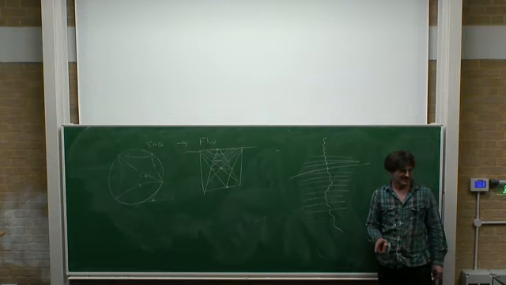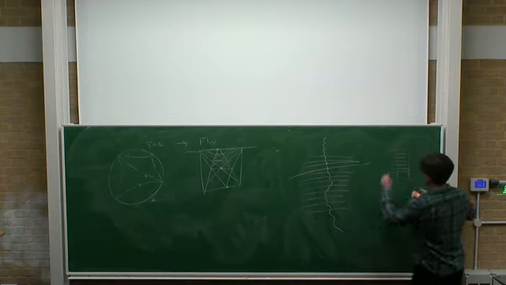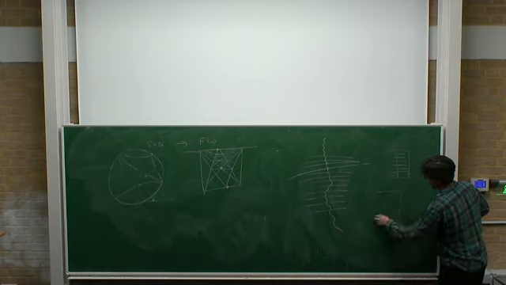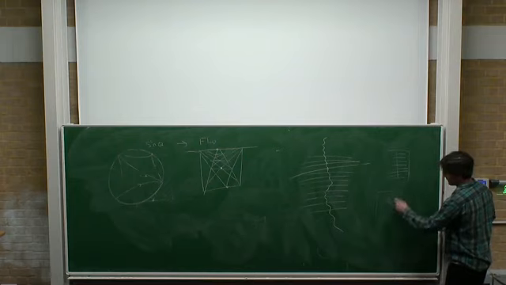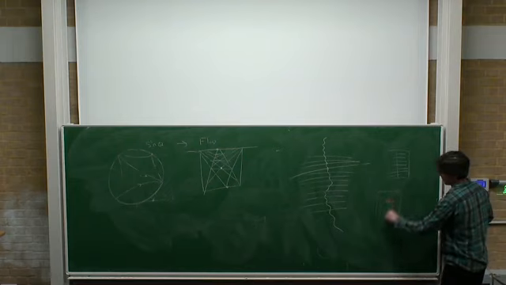So what is the box dimension? Can you remind me? The box dimension of a set in the plane is this: you have some set and you subdivide the plane into squares.